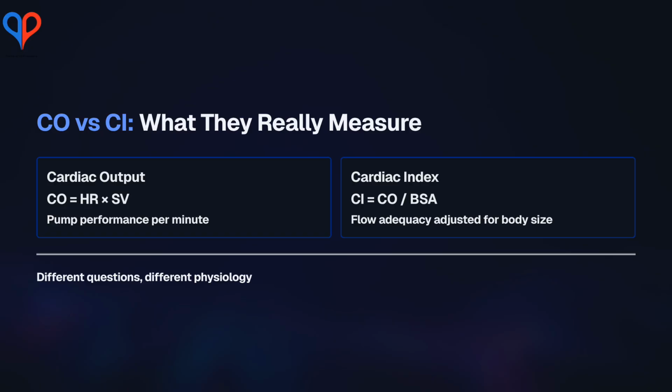High PEEP or large respiratory swings alter venous return, widening variability in the thermal signal. Catheter malposition misdirects the injectate. Atrial fibrillation with rapid response produces beat-to-beat inconsistency in stroke volume, corrupting the curve. When physiology deviates from the method's assumptions, the computation ceases to reflect reality.